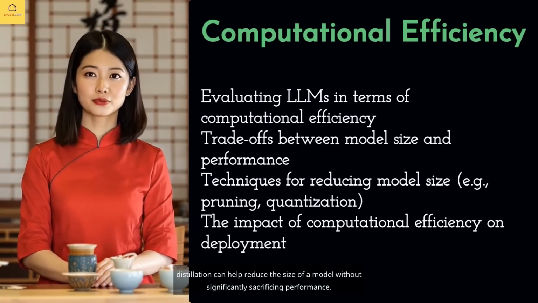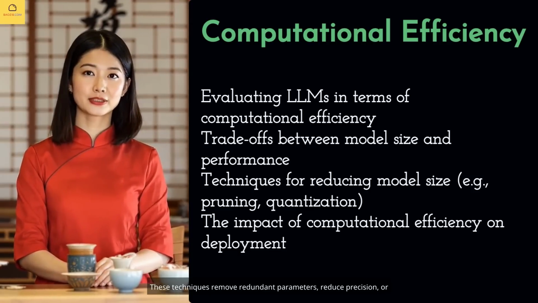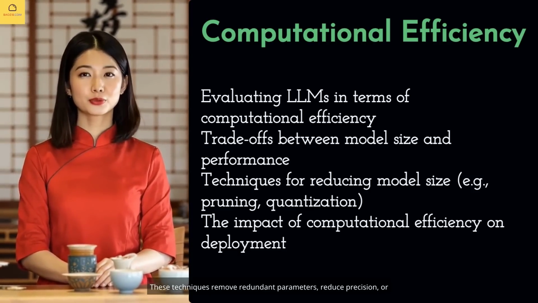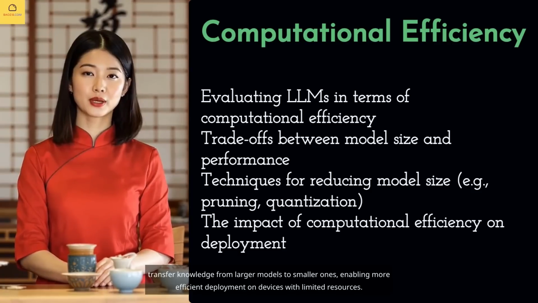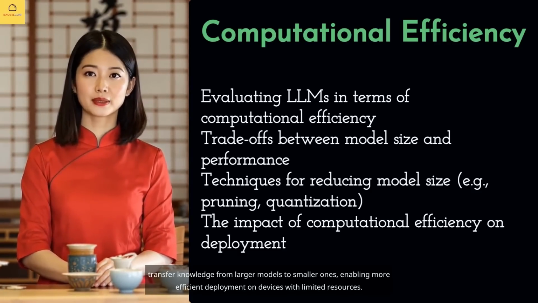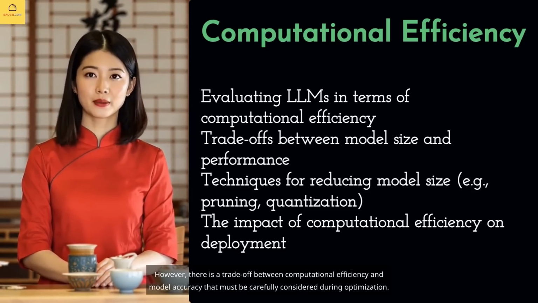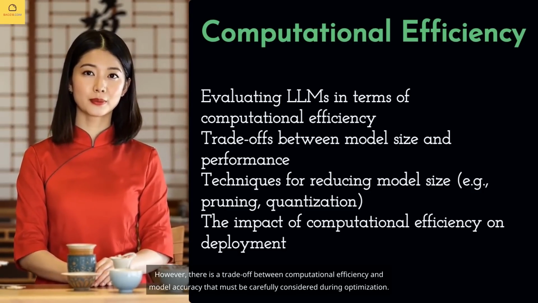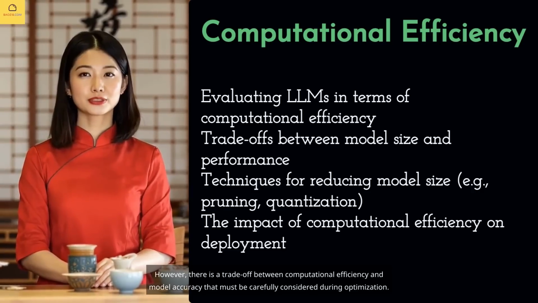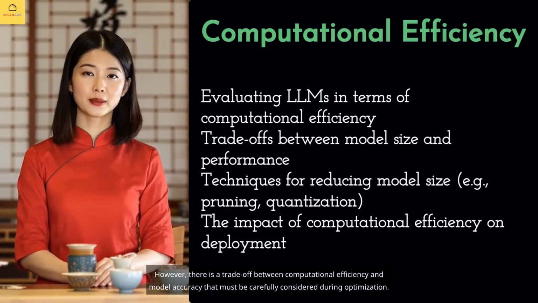Techniques like model pruning, quantization, and knowledge distillation can help reduce the size of a model without significantly sacrificing performance. These techniques remove redundant parameters, reduce precision, or transfer knowledge from larger models to smaller ones, enabling more efficient deployment on devices with limited resources. However, there is a trade-off between computational efficiency and model accuracy that must be carefully considered during optimization.